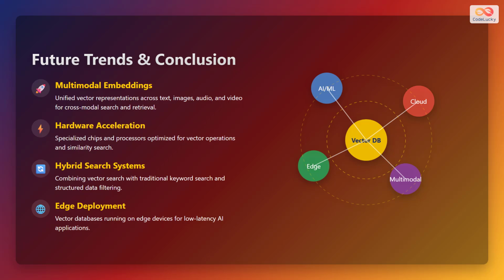Let's explore future trends in vector databases. First is multimodal embeddings, which will involve unified vector representations across text, images, audio, and video for cross-modal search and retrieval. Hardware acceleration. Specialized chips and processors optimized for vector operations and similarity search will become more common. Hybrid search systems. Combining vector search with traditional keyword search and structured data filtering will enhance search capabilities. Edge deployment. Vector databases running on edge devices for low-latency artificial intelligence applications will enable faster and more responsive artificial intelligence applications.